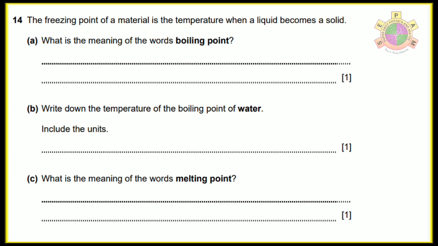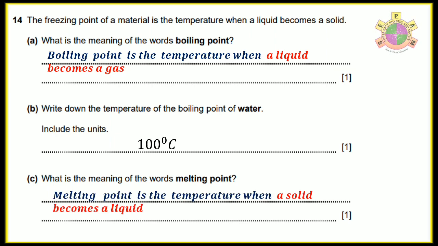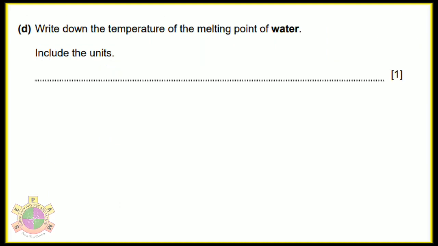Question 14. The freezing point of a material is the temperature when a liquid becomes a solid. What is the meaning of the word boiling point? Boiling point is the temperature when a liquid becomes a gas. Write down the temperature of the boiling point of water. Include the unit: 100 degrees Celsius. What is the meaning of the word melting point? Melting point is the temperature when a solid becomes a liquid. Write down the temperature of the melting point of water: 0 degrees Celsius.